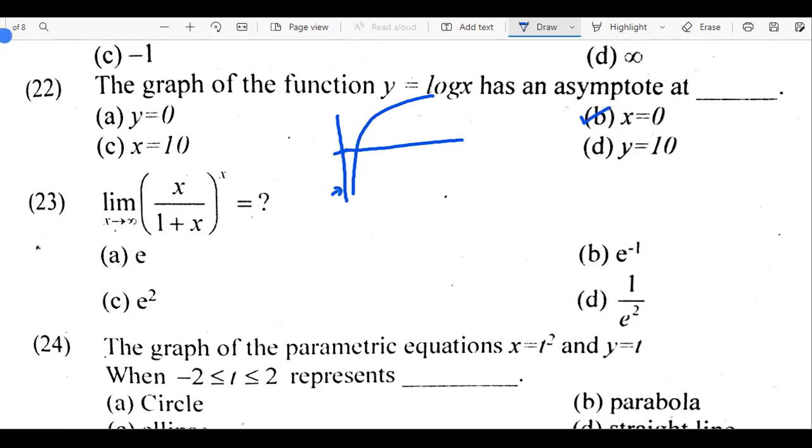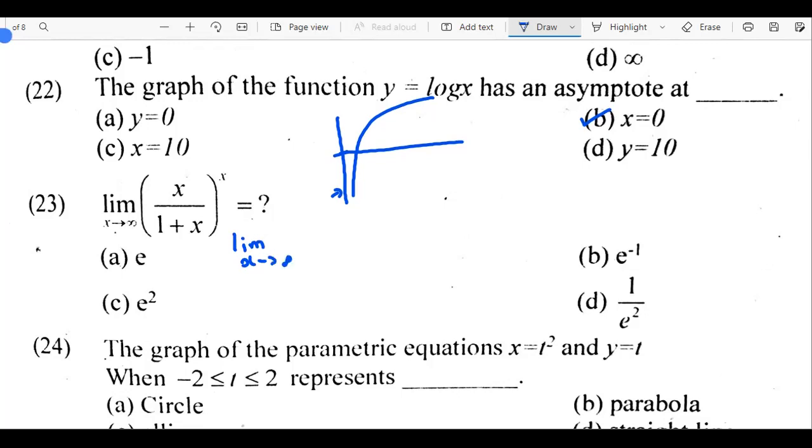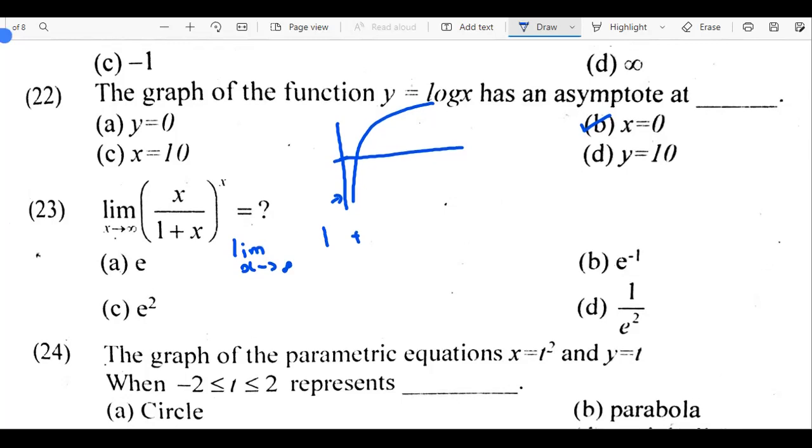Okay. Let's talk about the 23rd question. Now, in the 23rd question, we have limit x approaching infinity of the function x by 1 plus x, the whole to the power x. We don't know this, but we know limit x approaching infinity of the reciprocal of this function, that is 1 plus 1 by x, that is basically the reciprocal of the given function, to the power x.